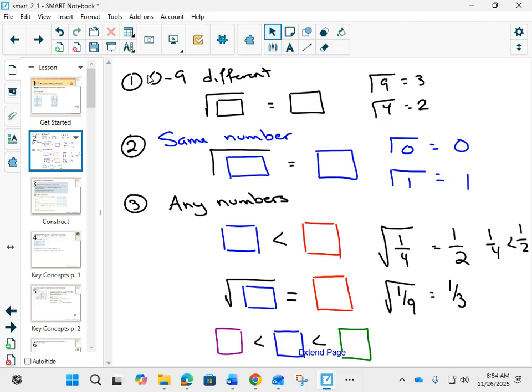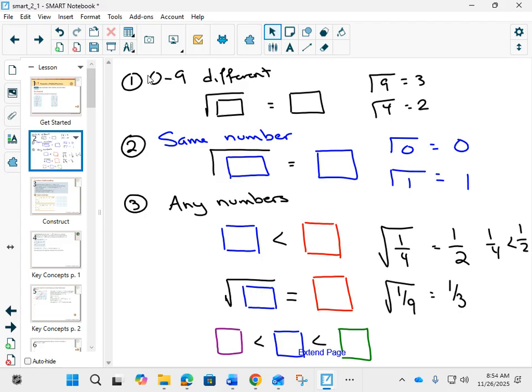Okay? Sometimes, and these will be very important points, you can square root a number and get the same thing you started with. Like the square root of 1 is 1 and the square root of 0 is 0. Those are going to be really important, especially when we square root graphs.